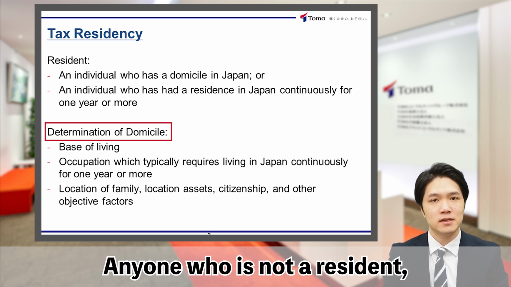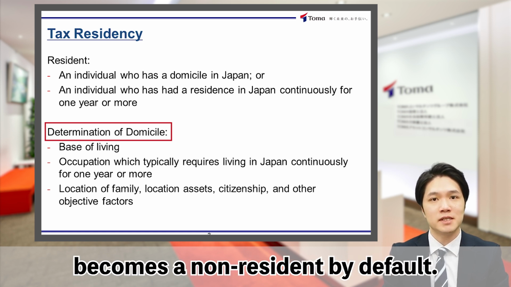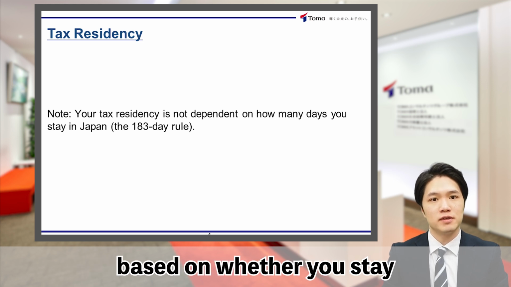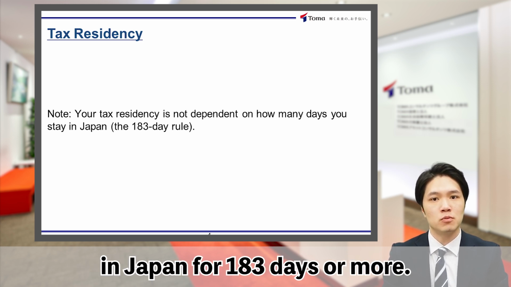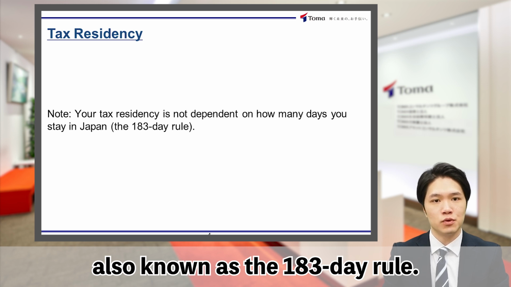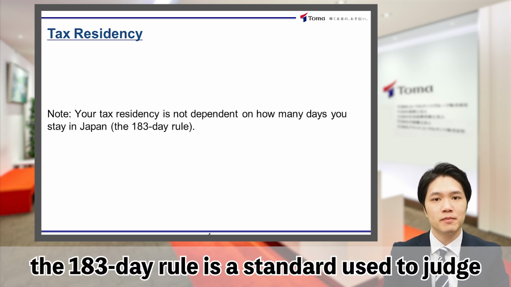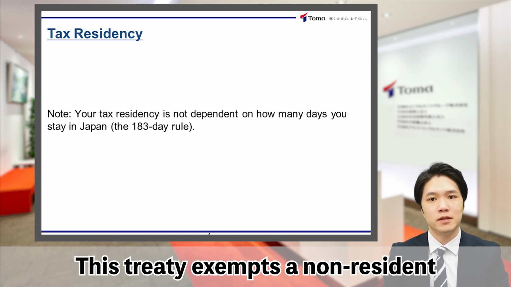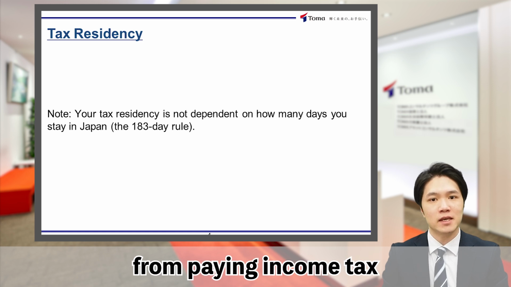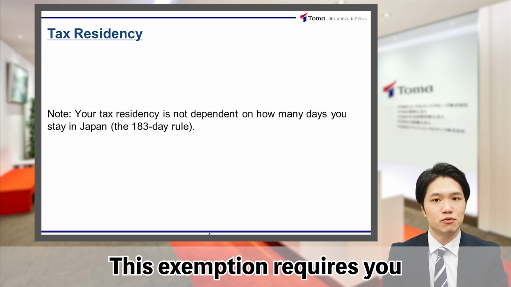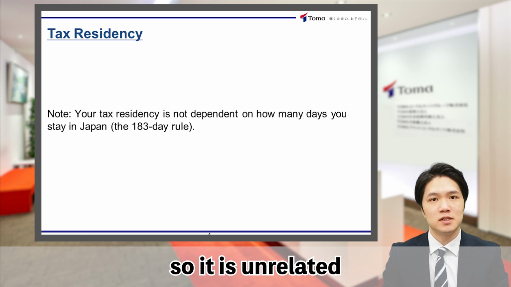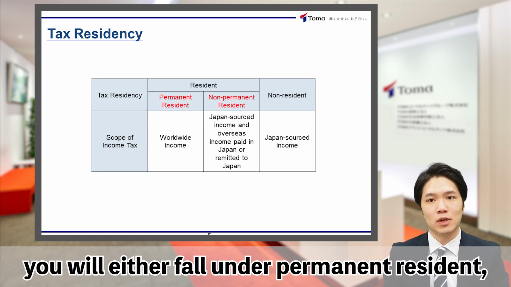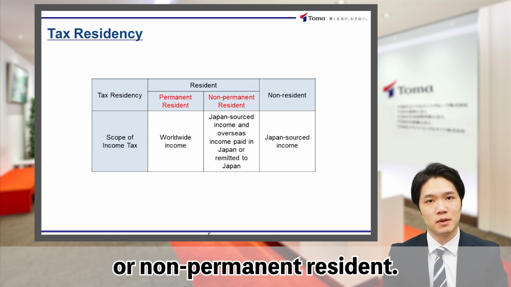Anyone who is not a resident, based on the above definition, becomes a non-resident by default. One common misunderstanding is that your residency is determined based on whether you stay in Japan for 183 days or more, also known as the 183-day rule. However, the 183-day rule is a standard used to judge whether a non-resident is eligible for short-term traveler exemption. This treaty exempts a non-resident from paying income tax on their Japanese salary. This exemption requires you to be a non-resident in the first place, so it is unrelated to the determination of your tax residency. If you are deemed a resident, you will either fall under permanent resident or non-permanent resident.